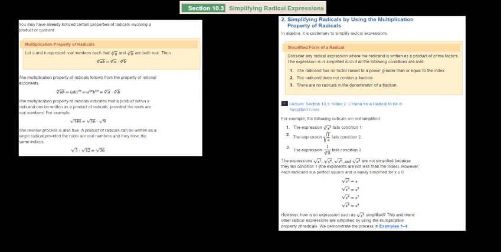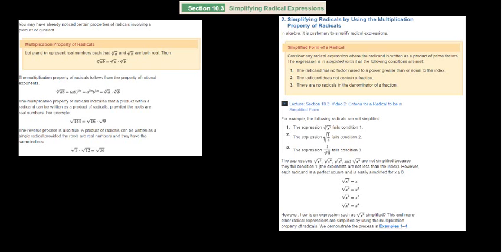Okay, so simplifying radicals by using multiplication property. So in algebra, it is customary to simplify radical expressions. So simplified form of radical. Consider any radical expression where the radicand is written as a product of prime factors. Well, these aren't written as a product of prime factors, so that's not a good example. Maybe we'll get to an example here in a moment.